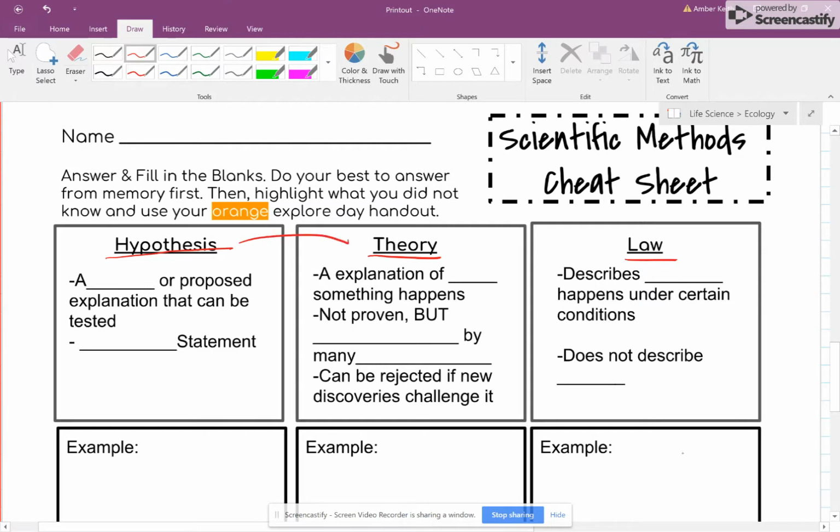A lot of the time, people use hypothesis and theory interchangeably, and they do not mean the same in science. A lot of the time you'll hear in conversation with others, I have a theory about this, and then they will go on and state their prediction. A theory, however, is not a prediction. It is an explanation of why something happens. Okay? And it is supported by many hypotheses. So it is not proven, but it is supported by many hypotheses.